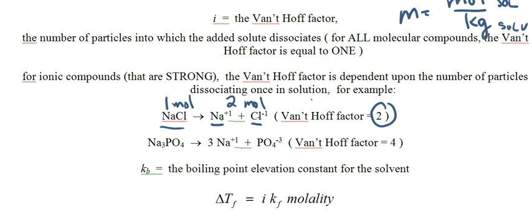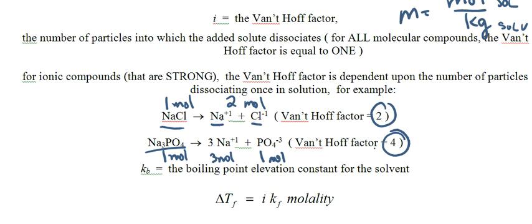If I look at the next example, where I have sodium phosphate, if I take 1 mole of that and place it in water or another polar substance, I'm going to get 3 moles of sodium ions and 1 mole of phosphate ions, for a total of 4 as my Van Hoff factor.